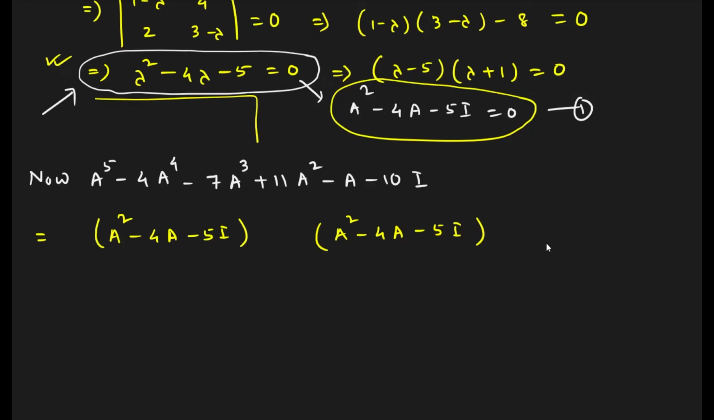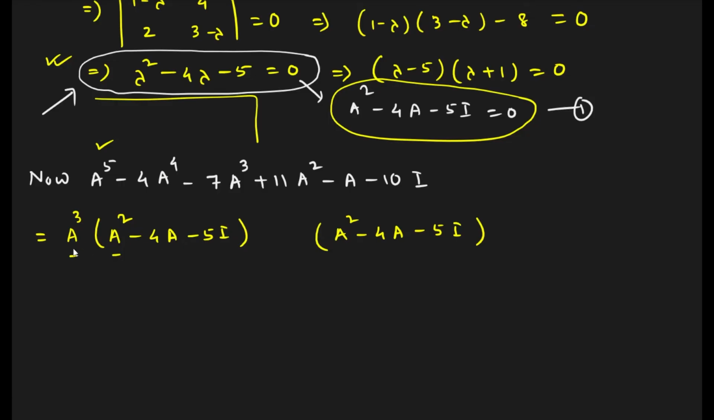A to the power, let's see. So the first term is a to the power 5, but here the first term is what? A square. So to get a to the power 5, we have to multiply it by a cube. So now you see, this into this is a to the power 5. Now you multiply these two terms.